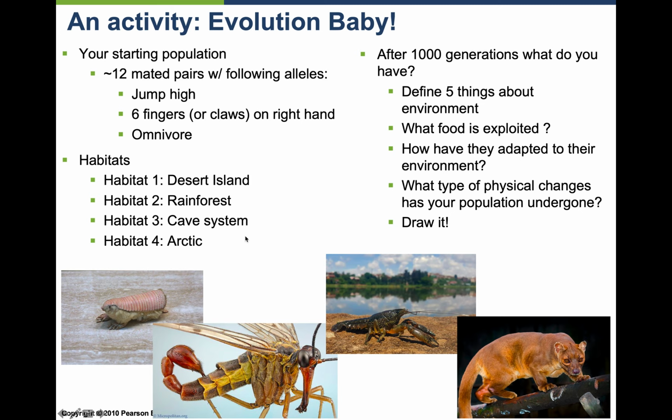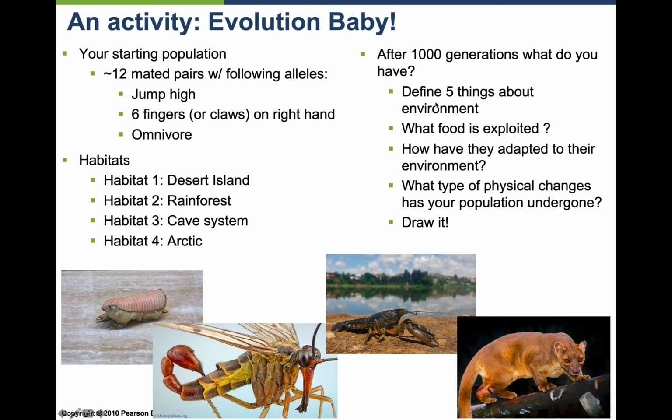And I want you to think about them living in each one of these habitats after 1,000 generations. And I want you to define five things about each one of these environments that are interesting, right? So deserts are generally really dry, rainforests are very wet, this is forested, these are generally not. Cave systems, right? They can have water in them. They don't have water in them, but they definitely have very little light, if any. The Arctic is extremely cold, right? So just think about it. I want you to write down five things for each environment that's fairly unique.